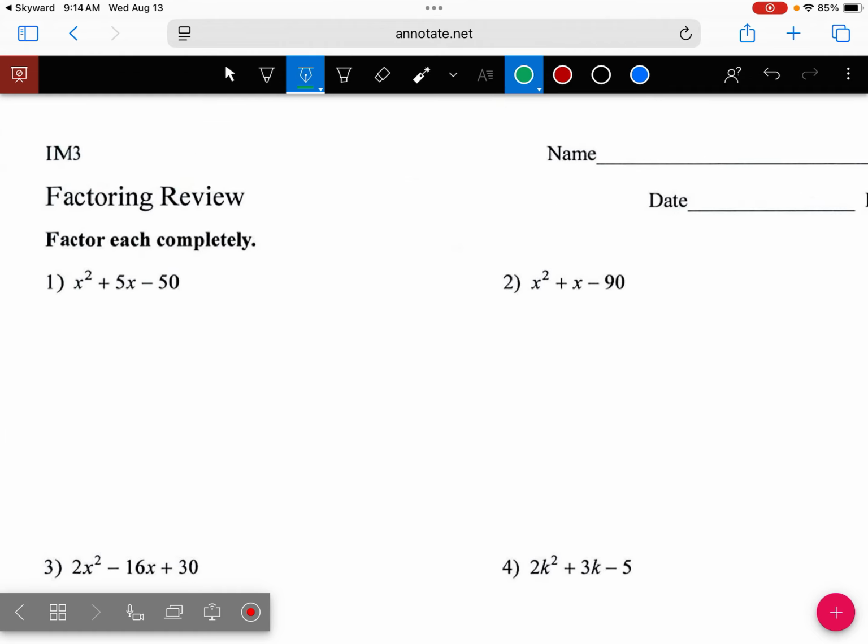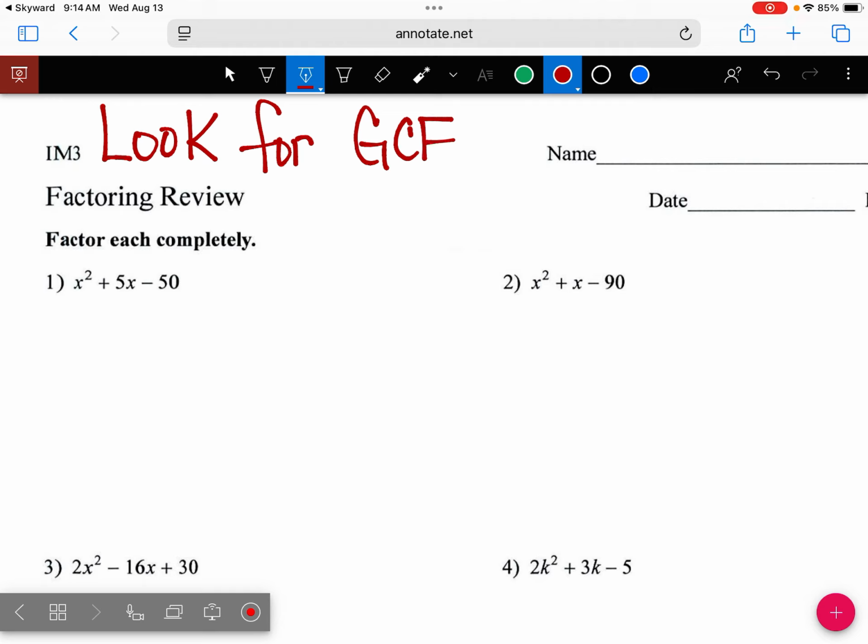So again, we always start by looking for GCF. That is so important. That's the first step. Now, if you had me last year, I taught you a shortcut. And the shortcut is, if A is equal to 1, then you don't have to make a box. Okay, so if you had me last year, we already know this.